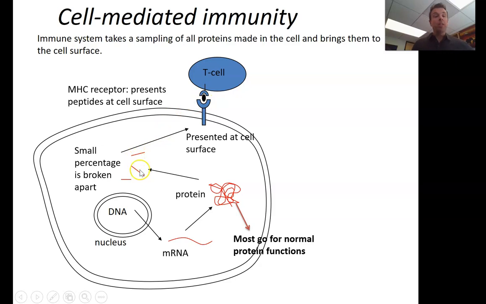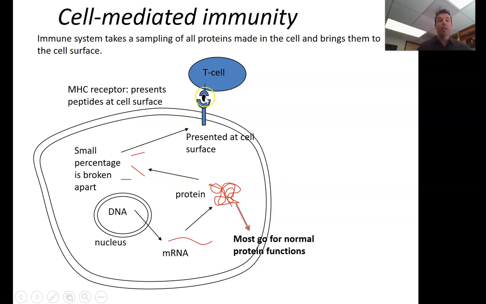And if this is deemed to be self, non-foreign, the T cell will move on. But let's say your cell is infected with a virus, a la the COVID virus, hopefully not. If you have coronavirus in here, that coronavirus is hijacking your cell to use your cell to make proteins out of its genome, right? And so in that case, hopefully this cell will randomly take some of the proteins of the virus and chop it up and just present that at the cell surface.